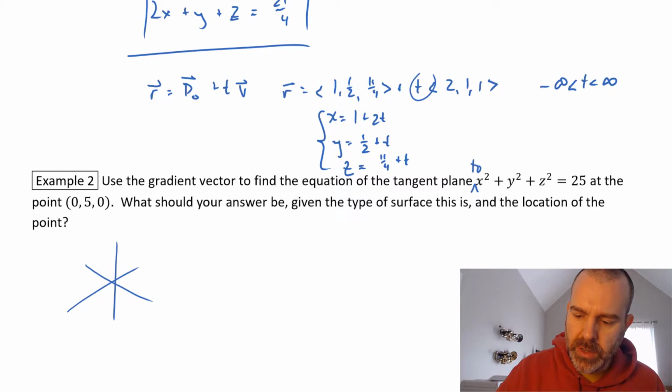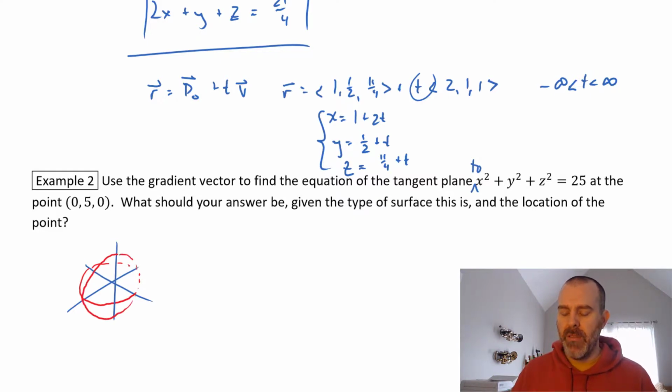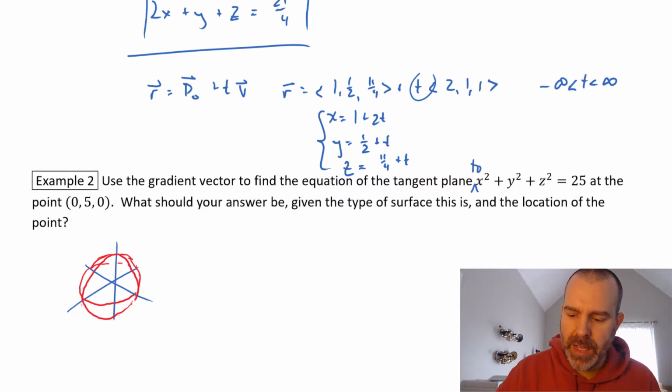Might as well use some colors. All right, so we have a circle, radius 5 in the xy plane, circle radius 5 in the xz plane, and then a circle radius 5 in the yz plane. And what we're looking at here, we are looking at the point (0, 5, 0). Let's see, x is 0, so we're out here, (0, 5, 0).